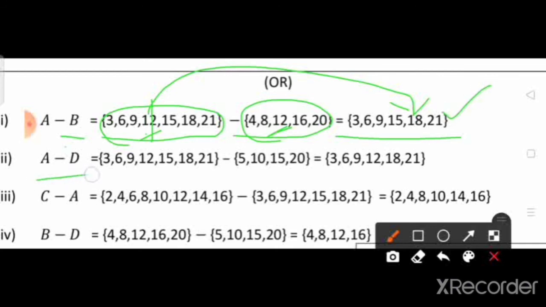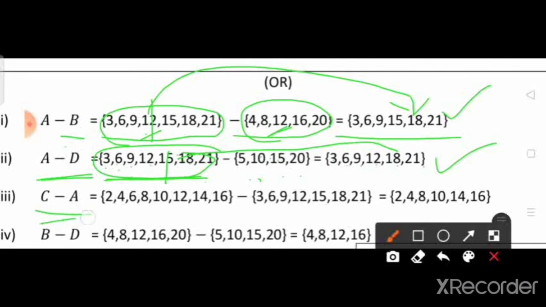And then next you have to write A minus D. You have to write the elements of A only. Is there any common element in these two? You just strike out those elements and write the remaining as the answer. Here 5 is there, not in A. 10 is there, not in A. 15 is there, yes, so strike out 15. 20 is there, no. So you write the remaining elements as the answer. So 3, 6, 9, 12, 18, 21 is the answer.